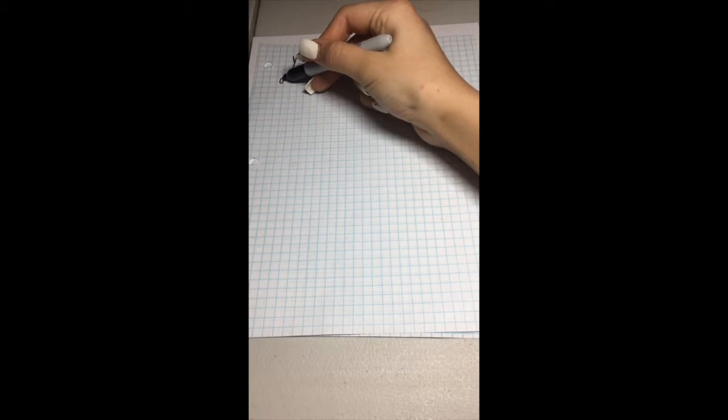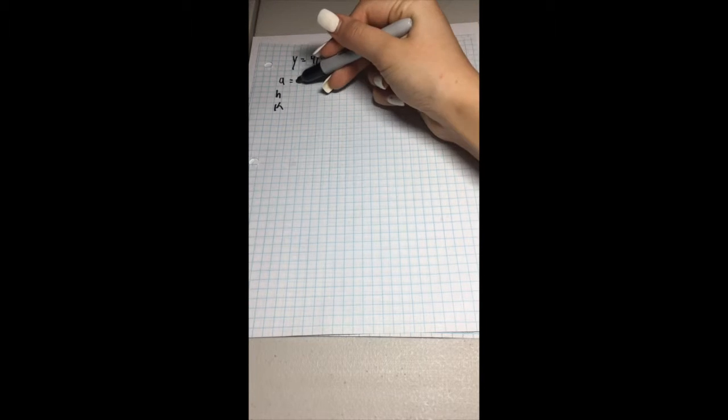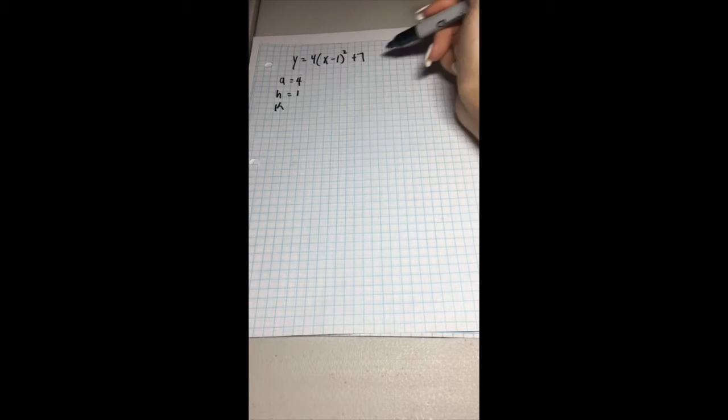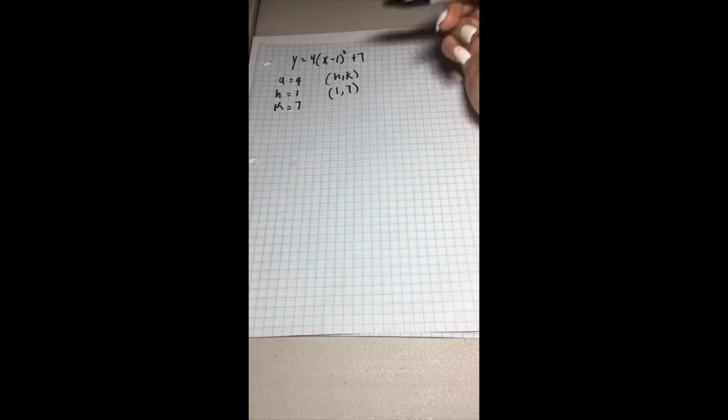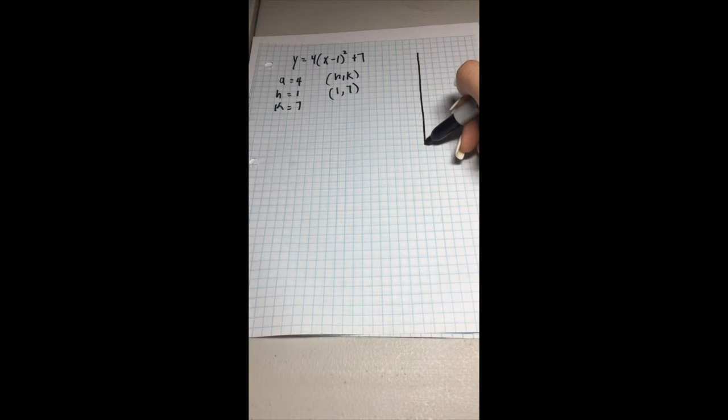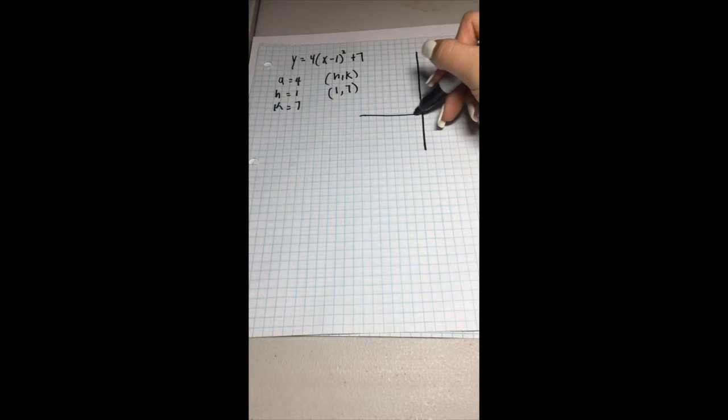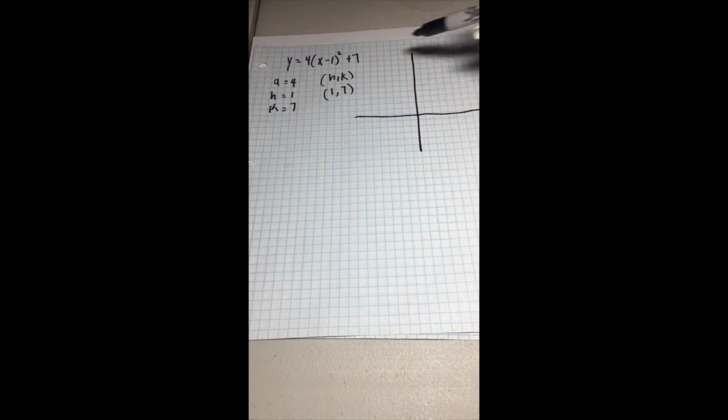And our last equation is y equals 4(x minus 1) squared plus 7. So we're going to identify our a, h, and k. Our a is 4, our h is 1, and our k is 7. So now we know our vertex (h, k) is (1, 7). I'm going to start and draw my graph and label our only point that we know, which is our vertex, (1, 7).